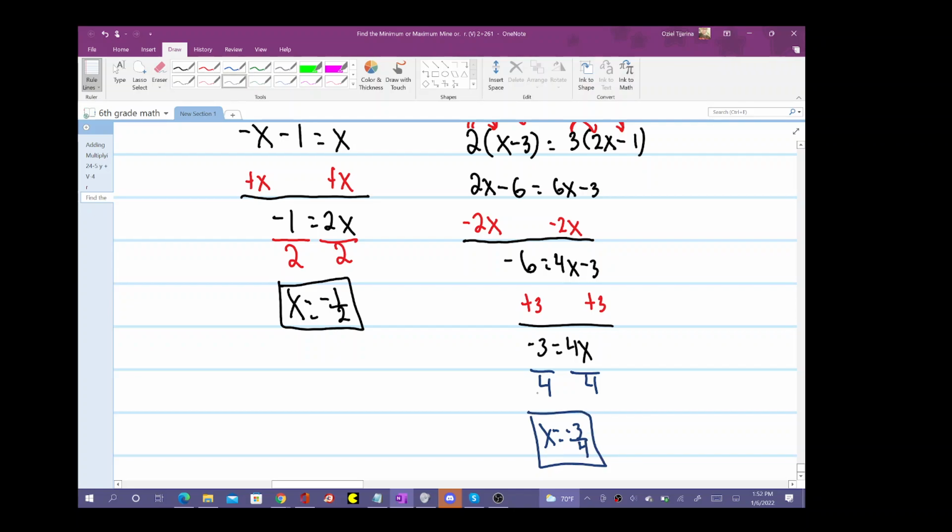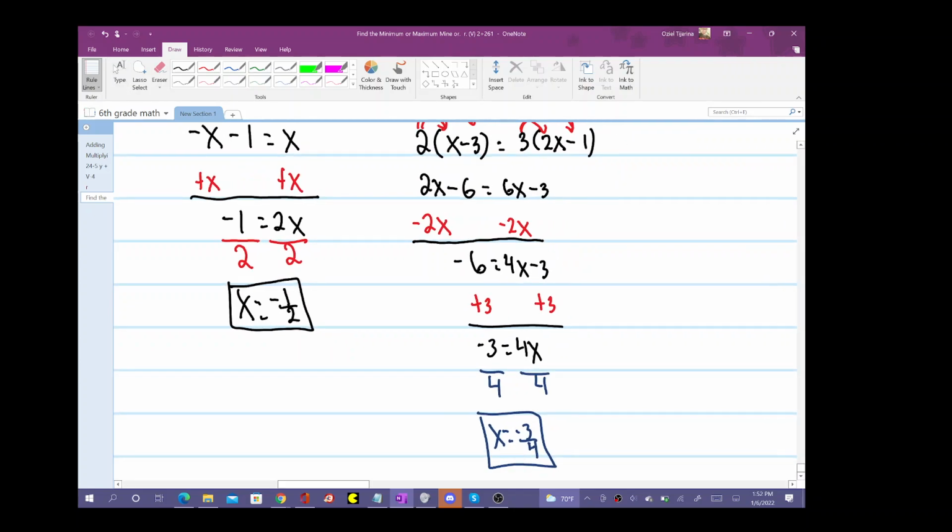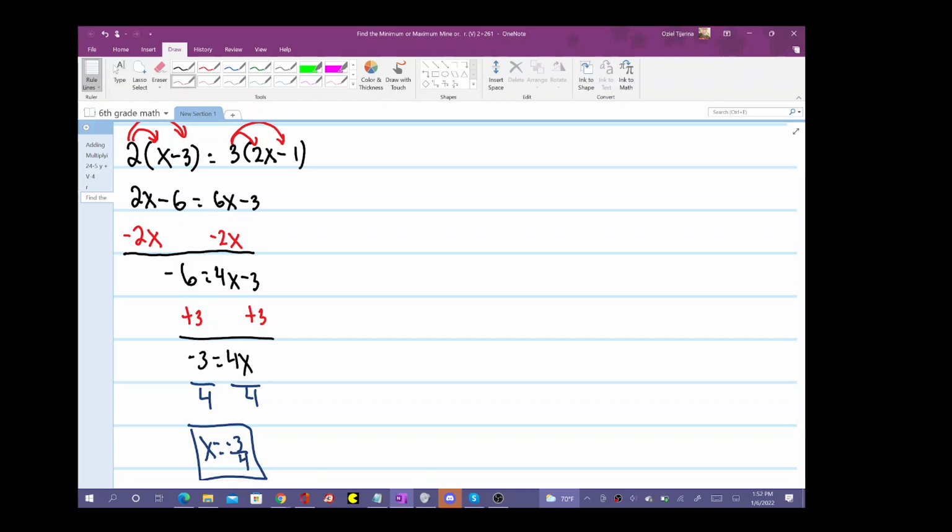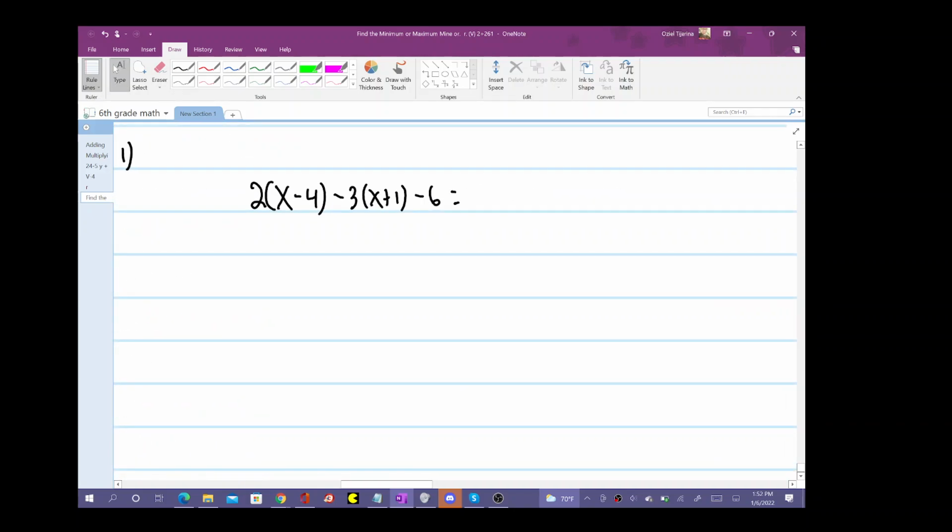Now, what about some really difficult linear equations? So I'm going to make one up. So 2 times x minus 4 minus 3 times x plus 1 minus 6 equals 2 times 3x minus 4 minus 2 plus 3 times x minus 7. Okay, so this one obviously is a huge step upward in difficulty, but I'm going to go ahead and go over this very slowly.